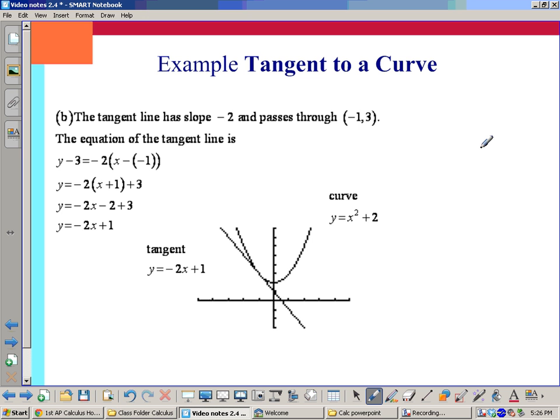So now we can come over here and we can write our equation to our tangent line, y minus y1. Think of this as the y coordinate. M is the slope, and then x minus x1. So we end up with an equation to the tangent line being y equals negative 2x plus 1.